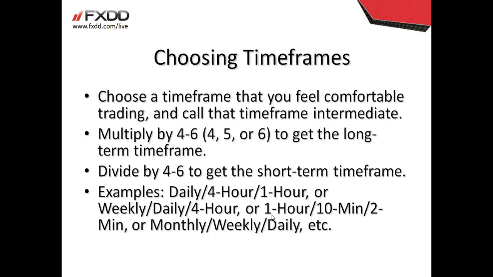If you're a shorter term trader, let's say you're a 10-minute trader, you multiply that by 6 to get your long term, which is the 1 hour. You divide your 10 minutes by 5 to get the 2 minutes, and there you have your combination for a short-term trader. Okay, so that's how you choose your time frames.